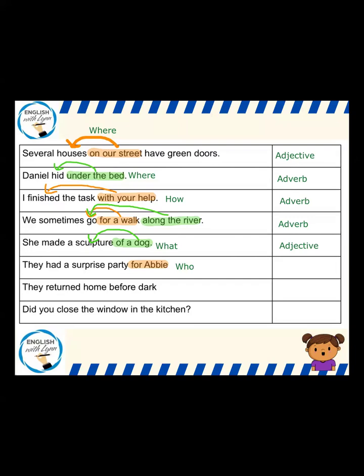But what I need to know to be able to work this one out is the part of speech that the word party is. Because in this sentence, a surprise party, this part here is a noun phrase. It's telling us what it is, okay? And the had is the verb. So now that I know that surprise party is a noun, I can work out that in this sentence, the for Abby, the who, it's acting as an adjective. Okay.